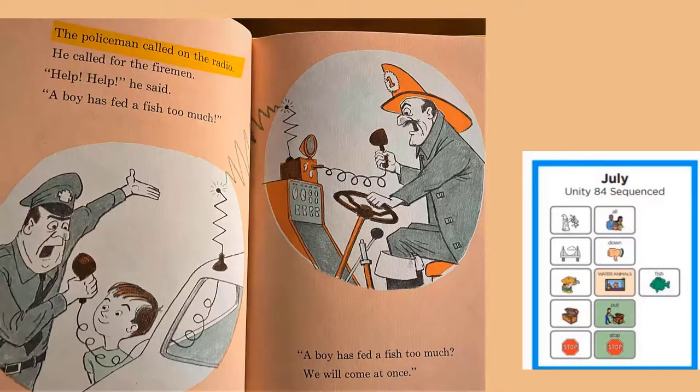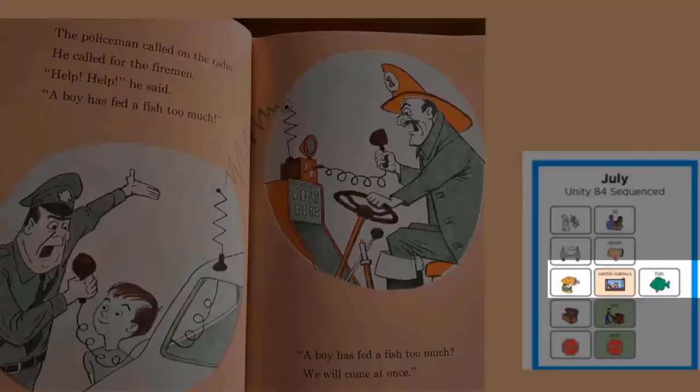The policeman called on the radio. He called for the firemen. "Help, help," he said. "A boy has fed a fish too much." "A boy has fed a fish too much? We will come at once." Oh, good. The firemen are going to come help them with their big fish.